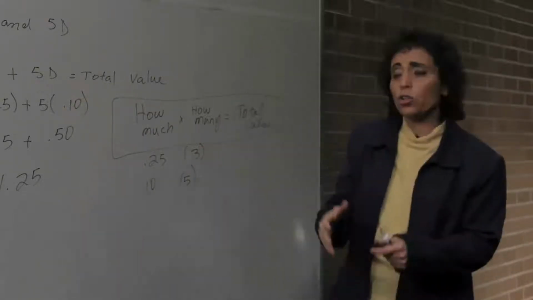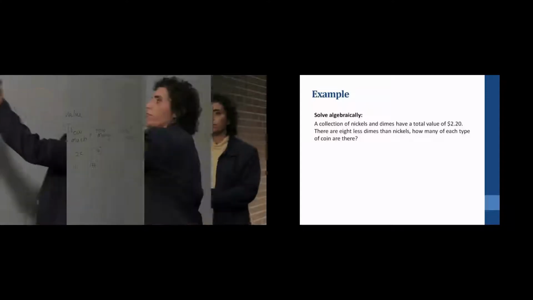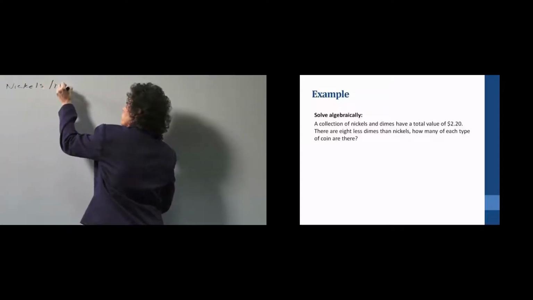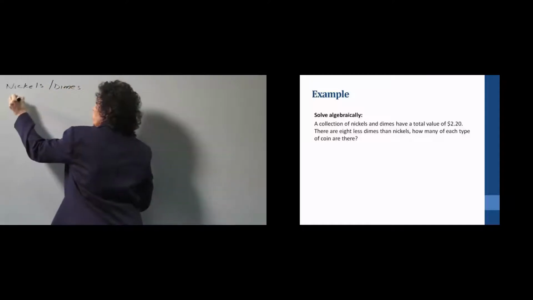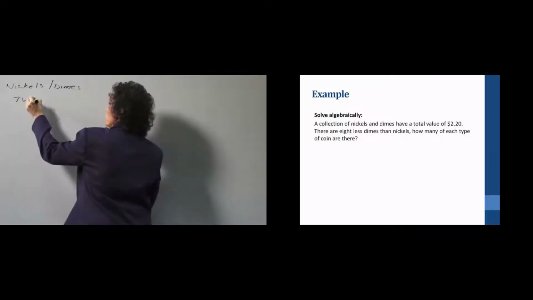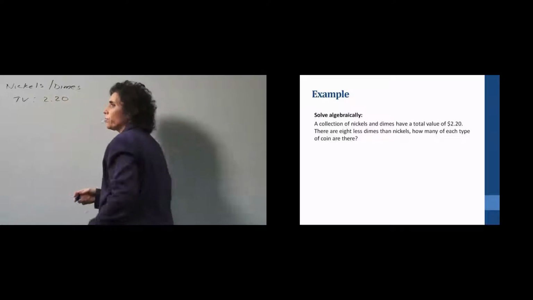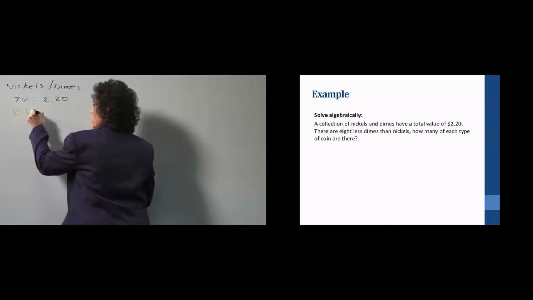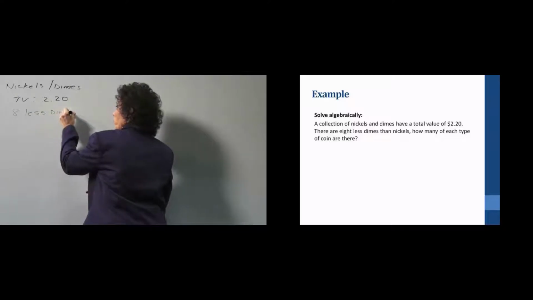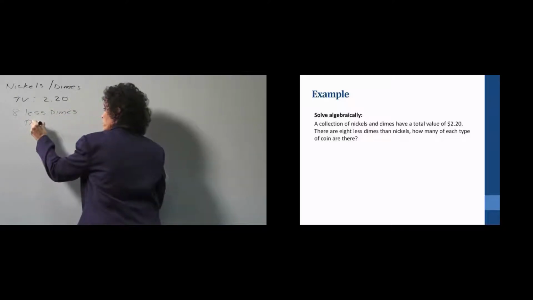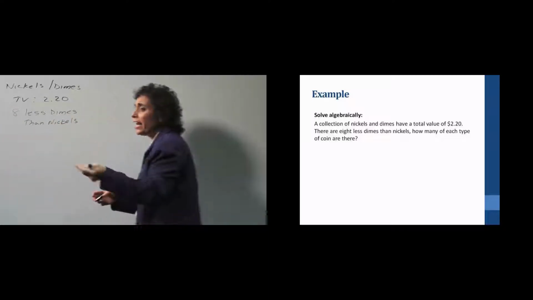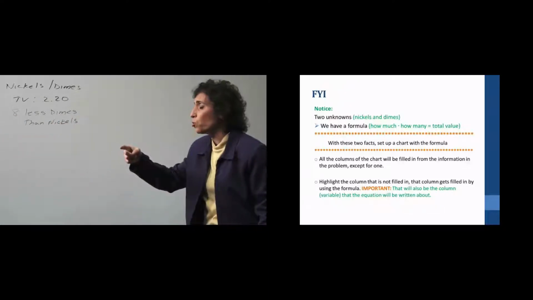So that takes us to a problem that we want to solve. We have nickels, and we have dimes, and we have a total value, I'll put TV for total value, of $2.20. And then it says there are 8 less dimes than nickels.